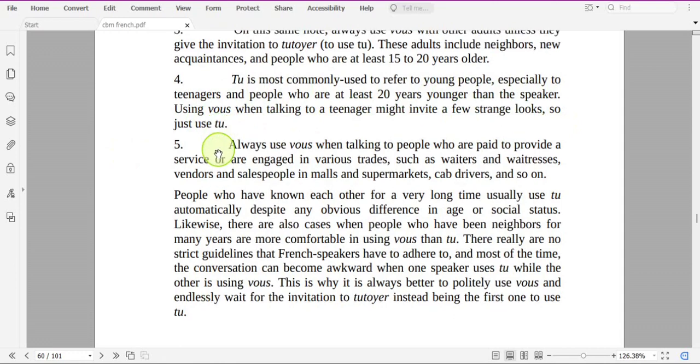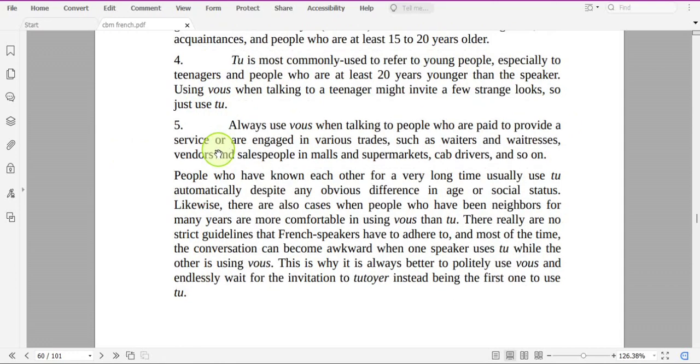Always use vous when talking to people who are paid to provide a service or engage in various trades, such as waiters, vendors, and salespeople in malls and supermarkets, car drivers, and so on. Okay.